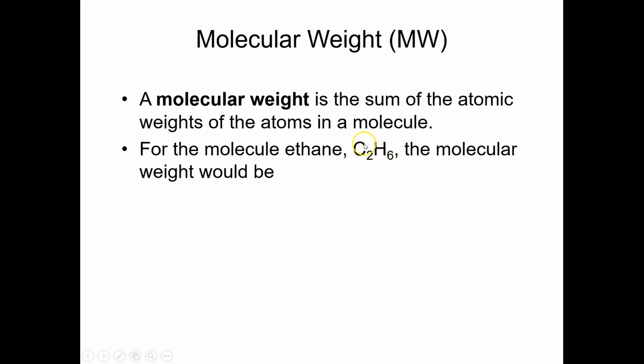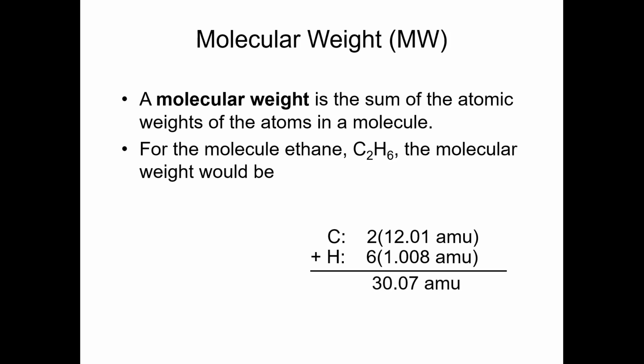To find the molecular weight, we have to use all 8 atoms that are actually in an ethane molecule, 2 carbons and 6 hydrogens. And so, again, for carbon, we multiply the number of atoms by the atomic weight from the periodic table. For hydrogen, we multiply the number of atoms by the atomic weight from the periodic table. We add that up, we get 30.07 AMU as the mass of one ethane molecule.